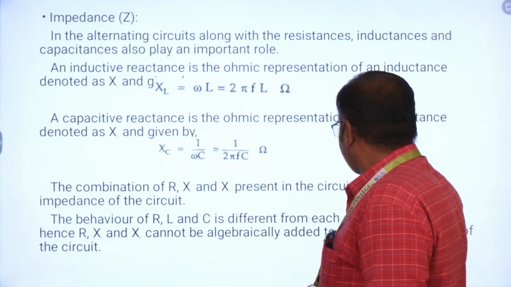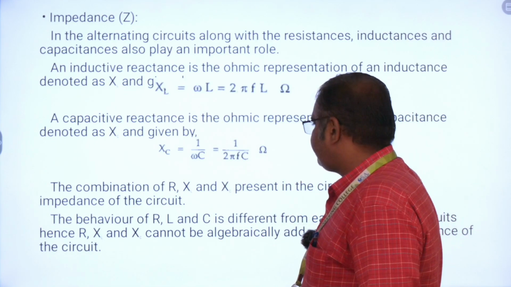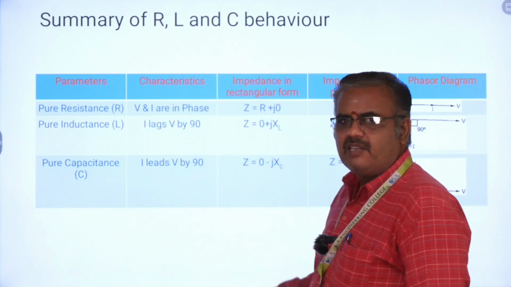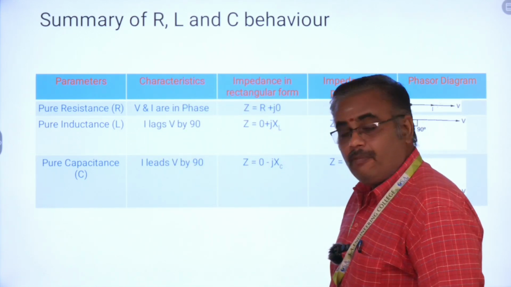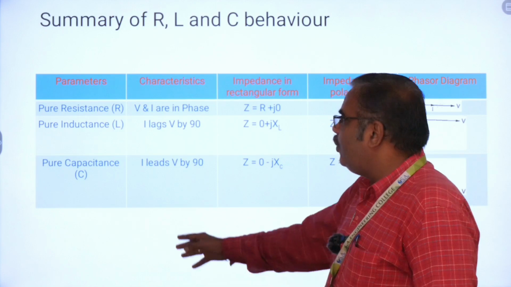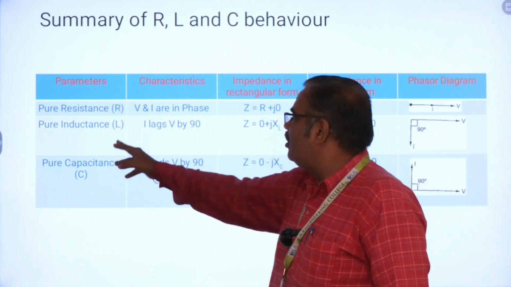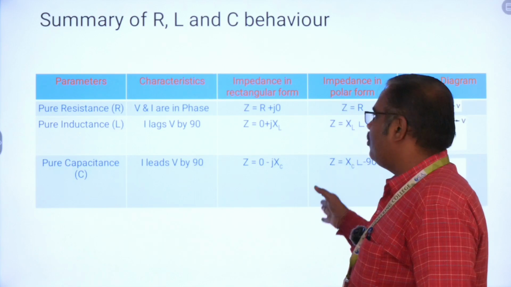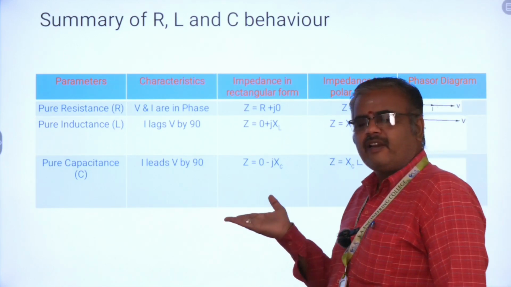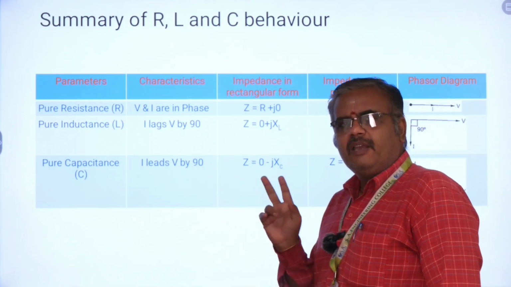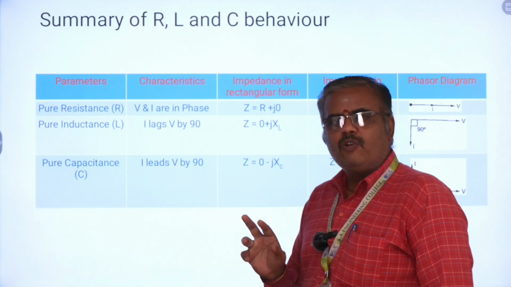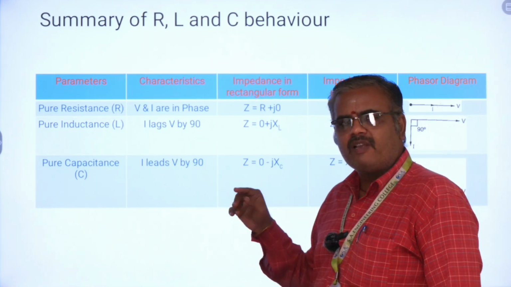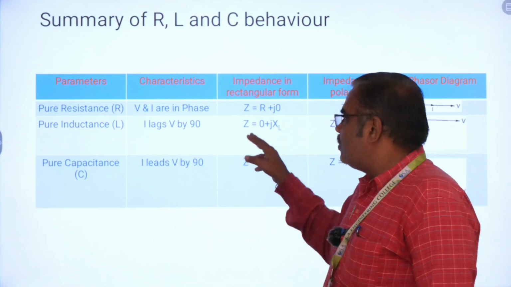So now when we talk about the generalized summary of our RLC circuits or RLC parameter behaviors, you can have these parameters as one column: characteristics, and of course impedance in rectangular form, impedance in polar form. Why is it called impedance in rectangular form and polar form? Because impedance is a complex number where you have a real part and an imaginary part, so you can represent a complex number in rectangular form as well as in polar form.